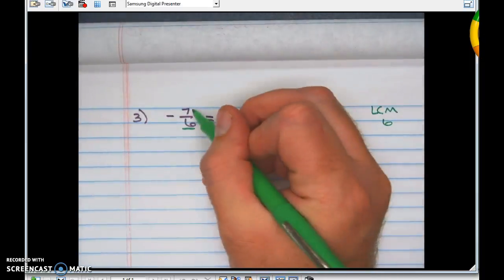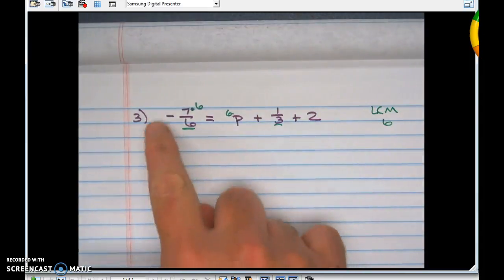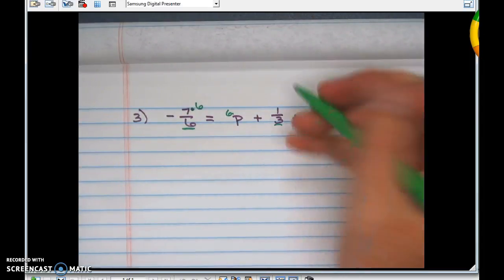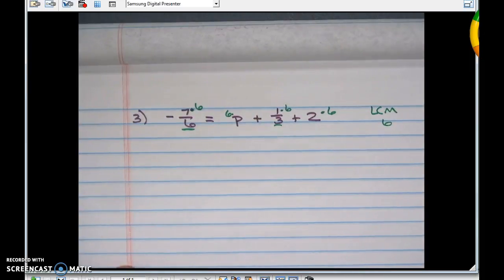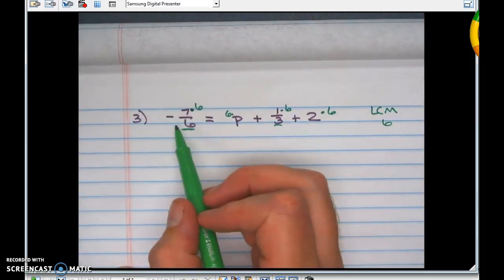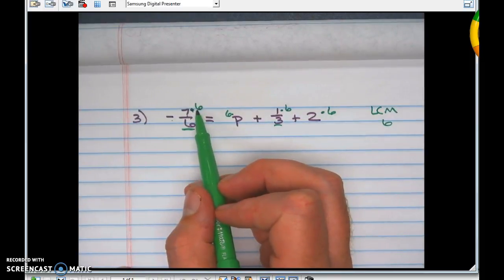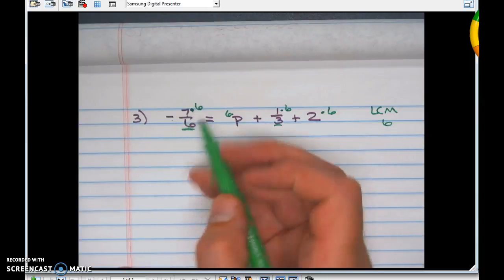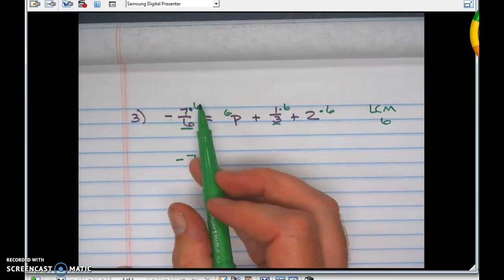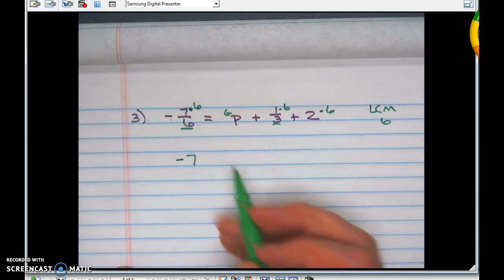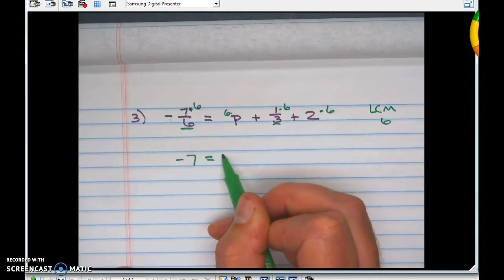So we're going to multiply everything by 6. As long as you multiply each thing, again, there's 4 things here, as long as you multiply all 4 by 6, you should be fine. And then it should get rid of the fractions altogether. So on this one, negative 7 times 6 is negative 42. Negative 42 divided by 6 just gives me back the negative 7. Another way you can think of it is the 6 divided by 6 cancel out, just leaving you the negative 7. Equals 6 times p, that's just 6p.